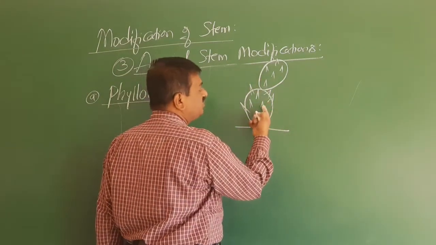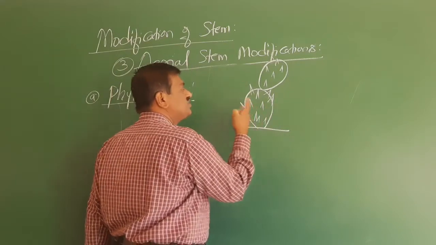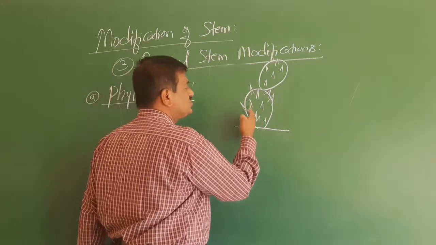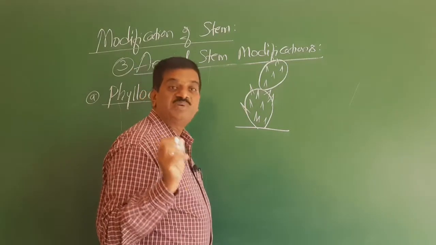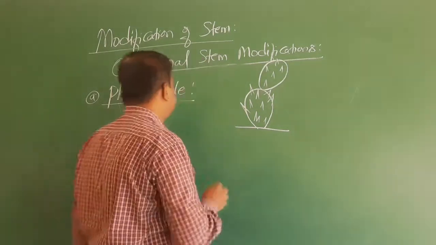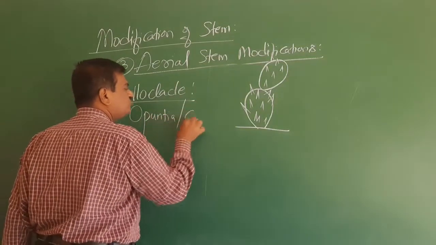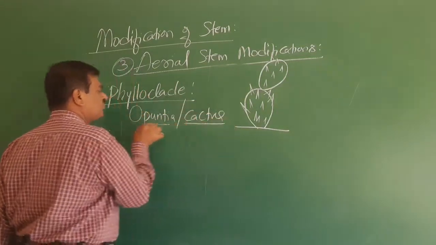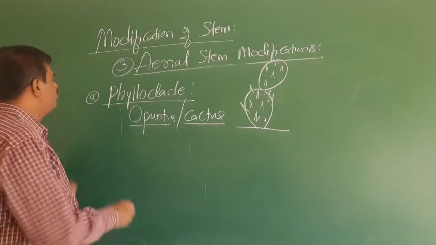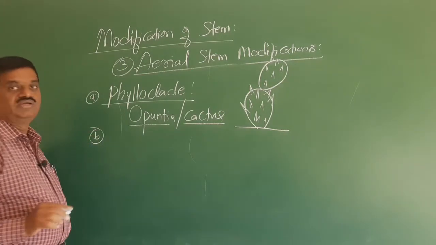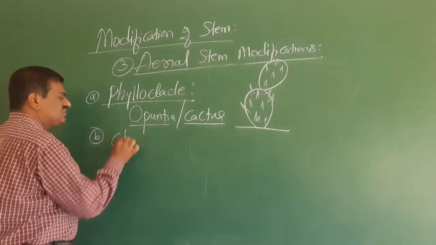So this function of the leaf is given to the stem. The stem is green in color and helps in photosynthesis. Here the leaves, which are spines, help in protection. The example for this is opuntia, called cactus. So we go for the second one. The second one is called cladode.